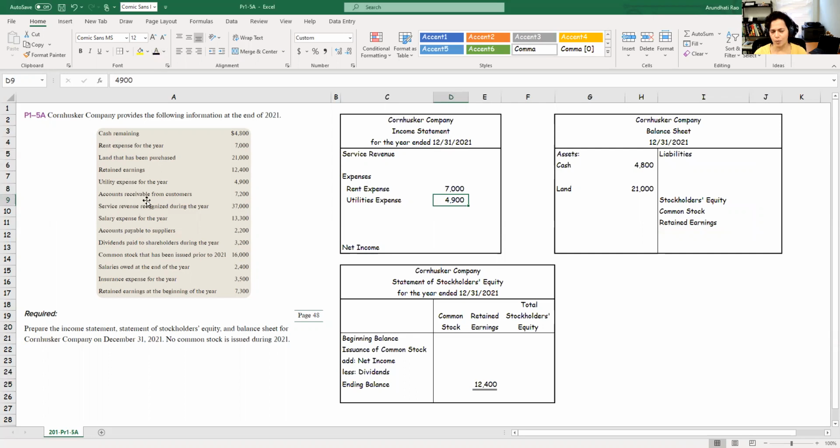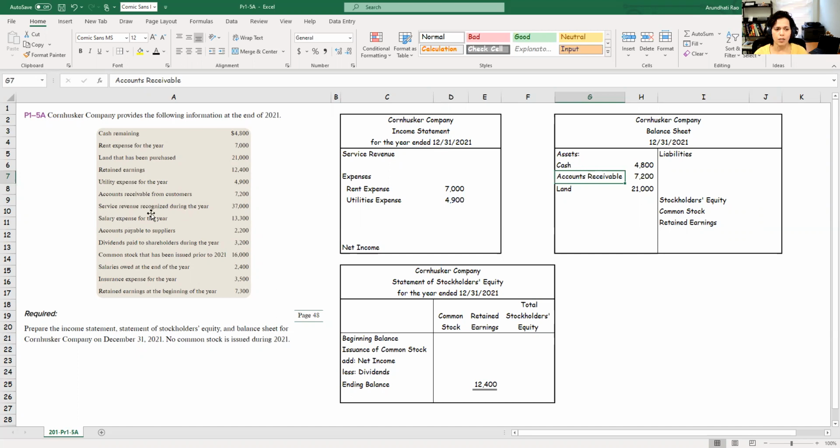Accounts receivable from customers. So I performed some services. I sent a bill to my customer. They will pay me in the future. So right now, it's an asset in my books, and I'm going to list it under the assets in the balance sheet. A key over here, if you're not sure whether it is an asset or a liability, is to look for some word that gives you the hint. The word receivable. All the accounting is done from the viewpoint of the company. So for Cornhusker, they will receive 7,200 from their customers, therefore it's an asset.